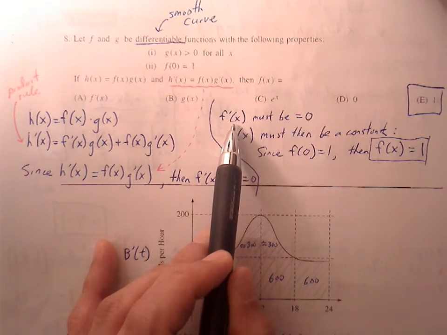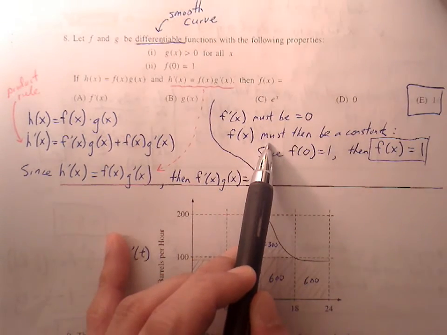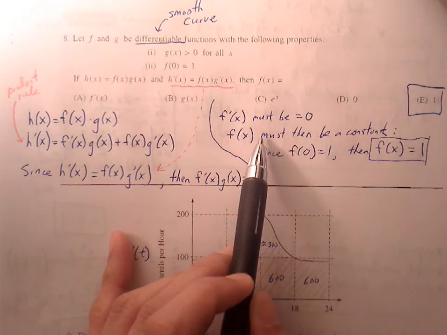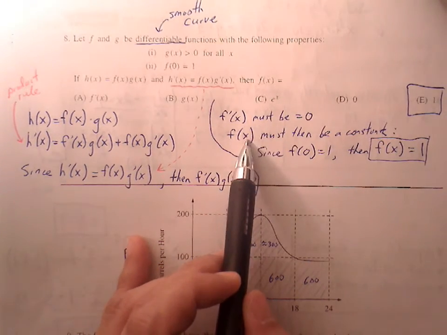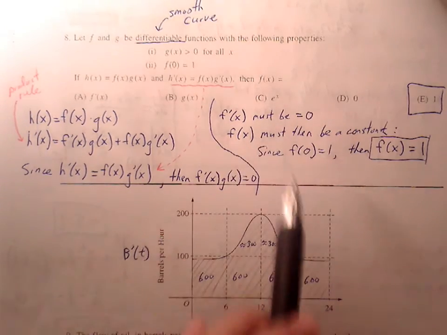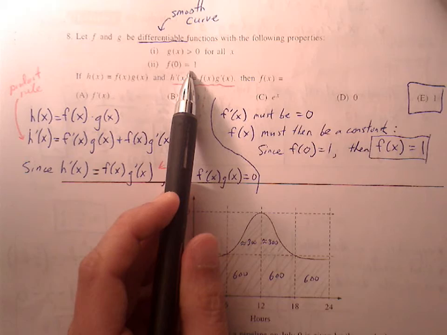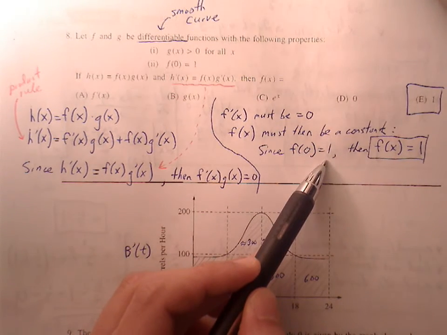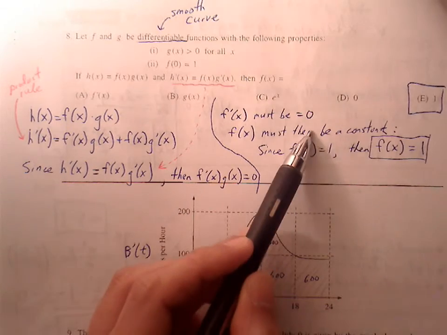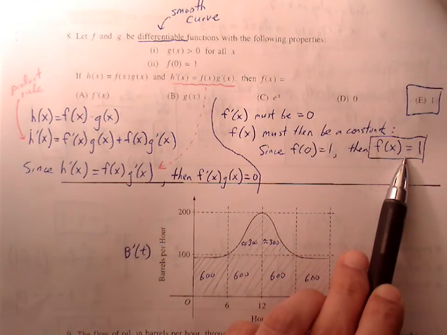So if f prime is equal to 0, then f of x must then be a constant, because the only term that's going to result in the derivative of 0 is if it's like a constant, like a 2 or 3 or even a 1. And we're told that f of 0 is equal to 1. So this must be the constant, right? This must be the constant that produces a derivative of 0. So f of x must be equal to 1.